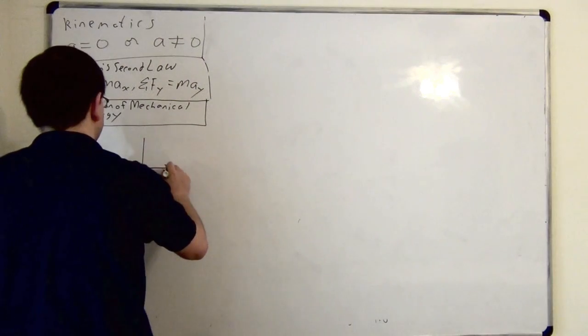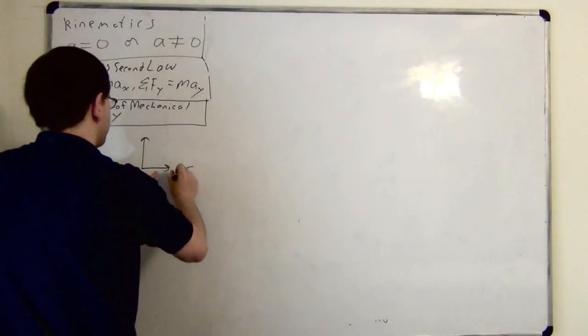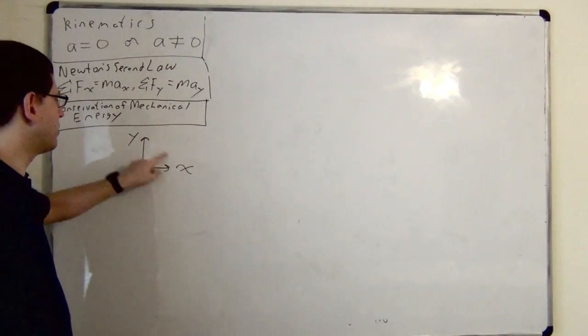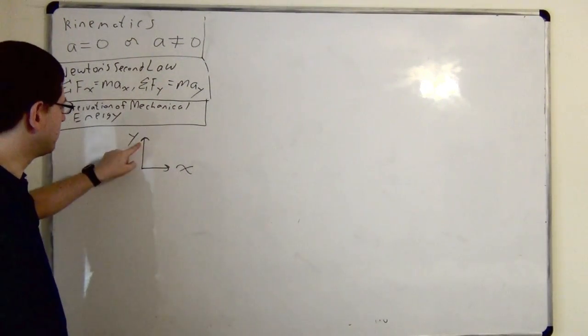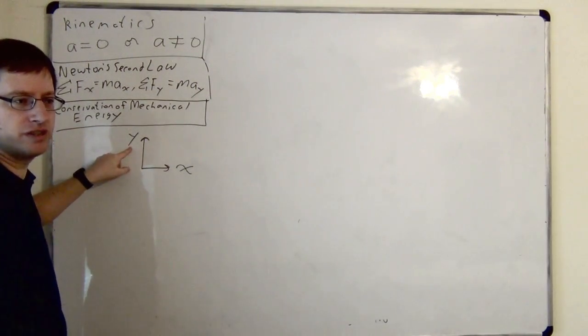Usually we have a horizontal and a vertical axis. What do we usually call this axis? X. And this one? Y. Those are just arbitrary names. If you wanted to, you could call this W and this Z, or this one Bob and this one Alice. They're just names. You can call them anything you want. X and Y are just the conventional names.